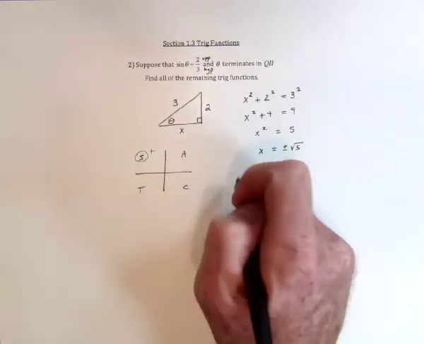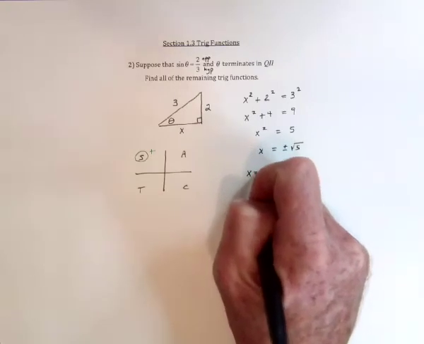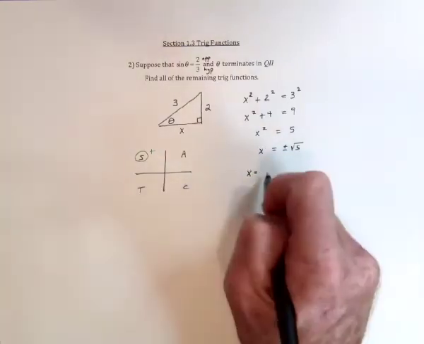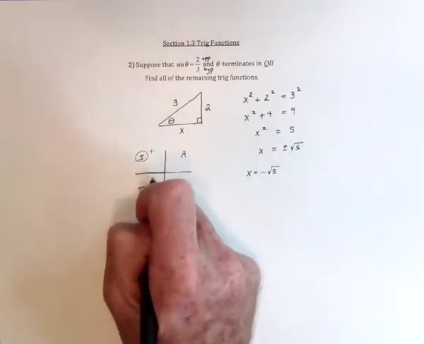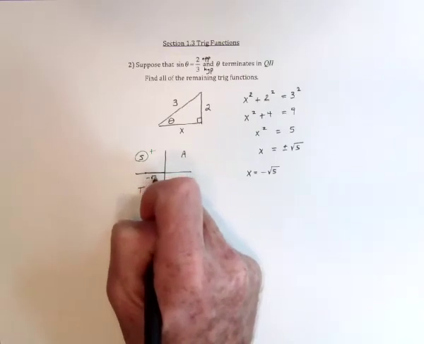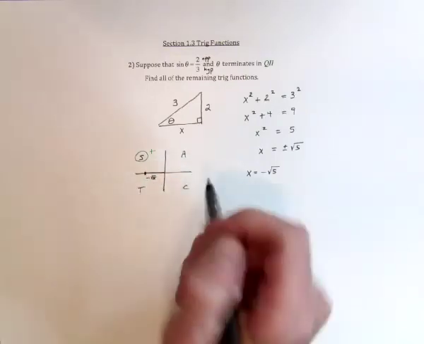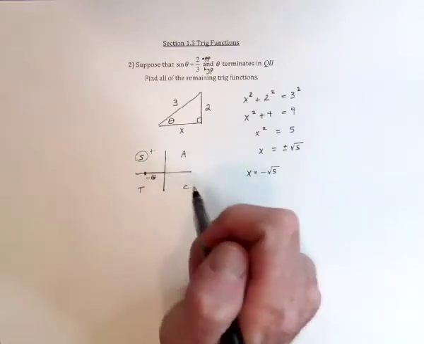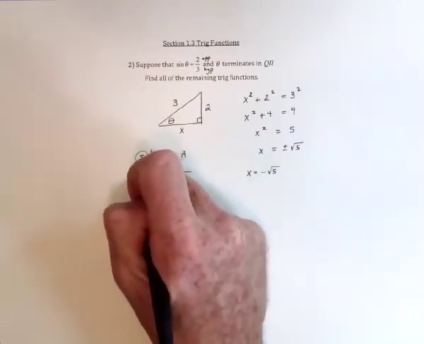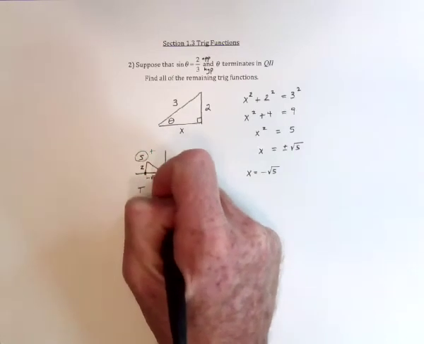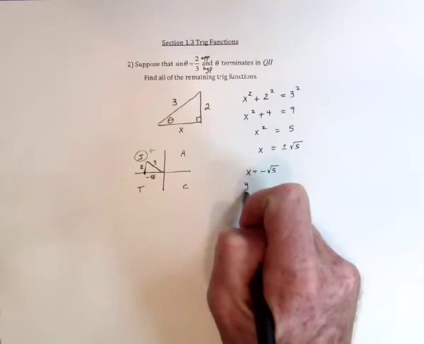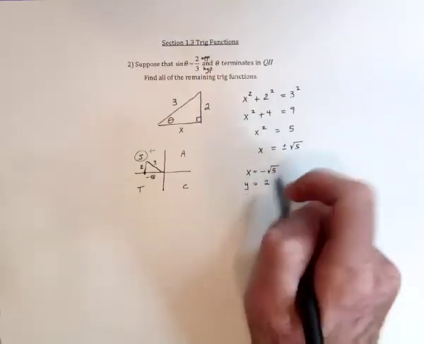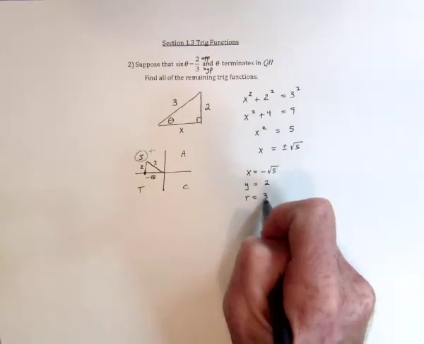So we can then say we've got x is equal to, so that goes to the left, x is equal to negative the square root of 5. So go to the left by square root of 5. And then we've got go up by 2. And this is the side 3. So we've got that the y value is equal to 2 and the r is equal to 3.